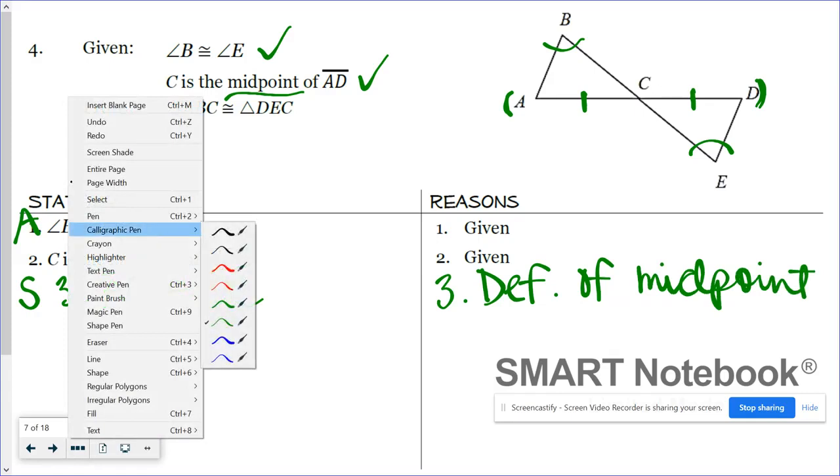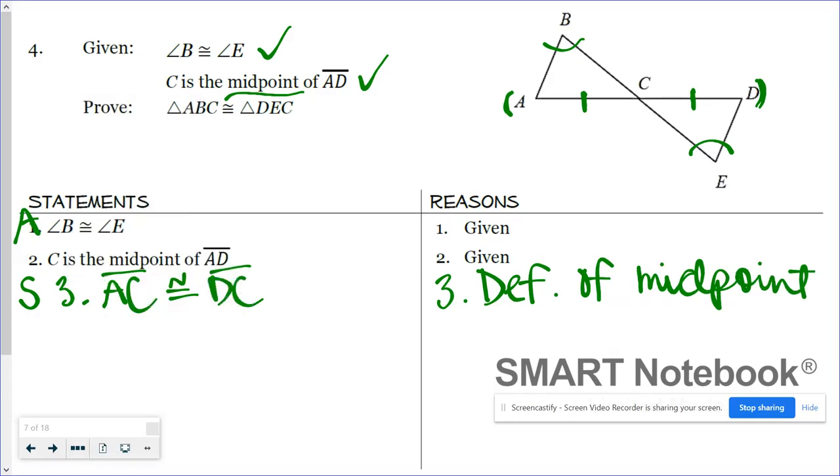So I've gone through all of my given information, and I have 2 congruences, but I need 3. So that's when I go to my diagram and my look fors. I look for shared sides and or vertical angles. I see a pair of vertical angles right here.